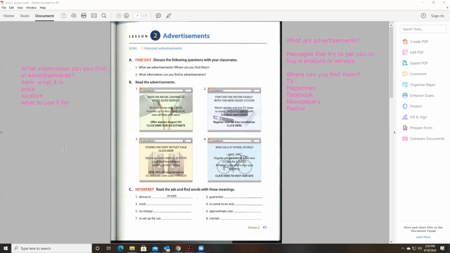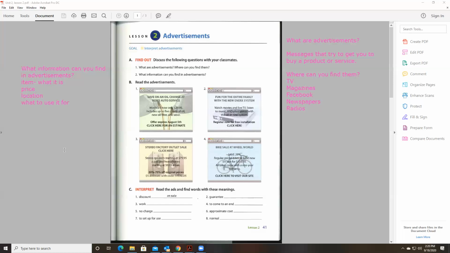Now, I know it says watch movies and live TV, but if I look at this advertisement, I don't necessarily know what it is. I don't know if it's a gaming system. I don't know if it's like a TV. I don't know if it's an attachment for the TV. I'm not sure.